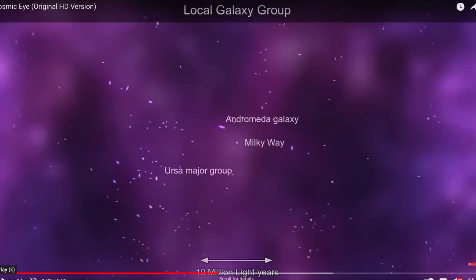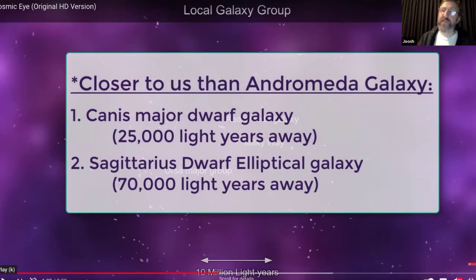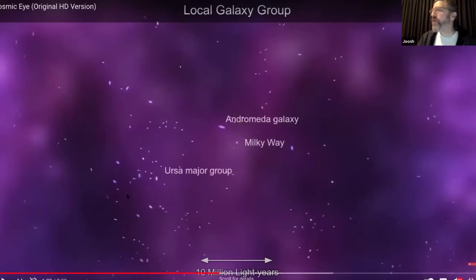Is that because it's the closest? Pretty much, yes. That's why you can see it with the naked eye, because it's the closest. Okay, thank you. There's some closer, but they're not as bright, so they're tougher to see. And you can see that over here, there's the Ursa Major group of galaxies.